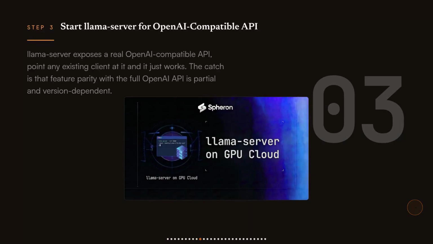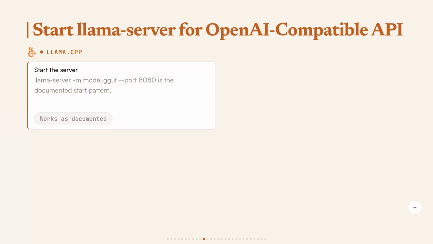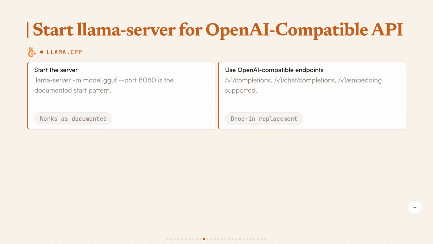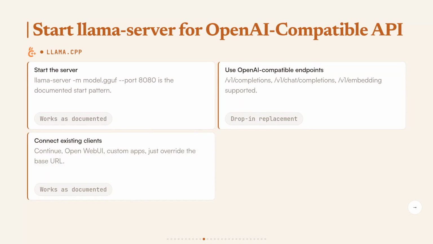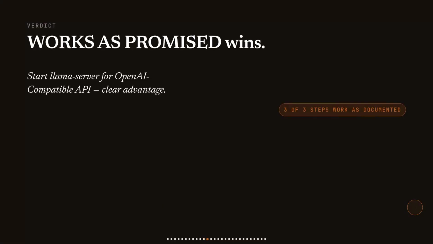llama-server -m model.gguf --port 8081, and you've got a real OpenAI compatible server running locally, hitting /v1/completions, /v1/chat/completions, and /v1/embeddings. Point Continue, Open WebUI, or a custom app at that URL, and it just works, no code changes. It also ships a built-in web UI for browser chat, and there's an alternative pip installable server, llama-cpp-python, if you'd rather stay in Python. The gotcha: full OpenAI API parity isn't there. Tools, vision, JSON mode, all partial and version dependent. Treat it as a drop-in replacement for the basics, not a full clone.